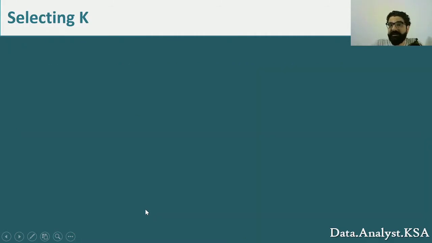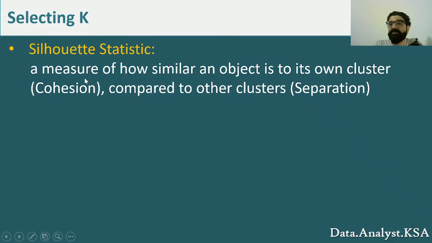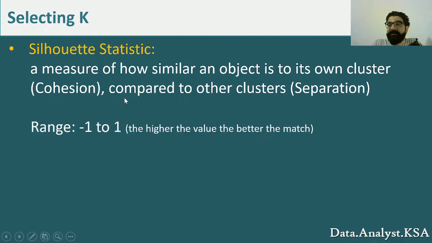Now the other way to select the number of clusters is more numeric or mathematical, which is a measure of how similar every observation is to other observations within its cluster compared to observations in other clusters. So I'm measuring cohesion versus separation. Basically, this results in a value for every single point that ranges from -1 to 1, where 1 means a perfect fit to this cluster, and -1 means that it's perfectly fitting with another cluster.